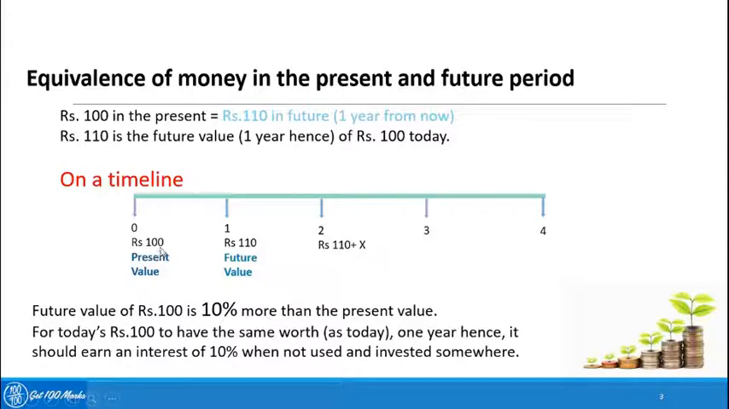So basically, we are saying that rupees 100 after earning an interest of 10% becomes 110 a year hence, but the worth remains the same.